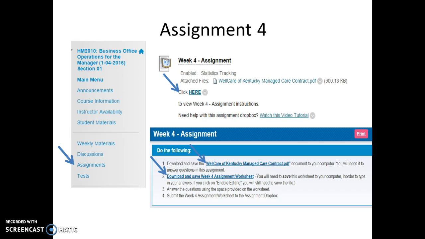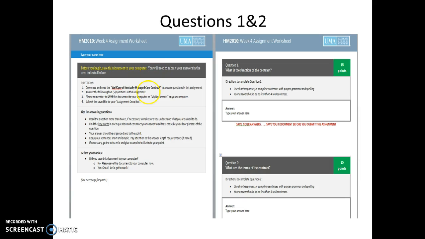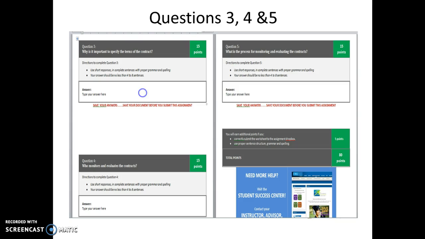Let's look at the Week 4 assignment template and look at the questions that will be asked. In question 1, it will ask you, what is the function of the contract? Question 2, what are the terms of the contract? Question 3, why is it important to specify the terms of the contract? Question 4, who monitors and evaluates the contracts? And question 5, what is the process for monitoring and evaluating the contracts?